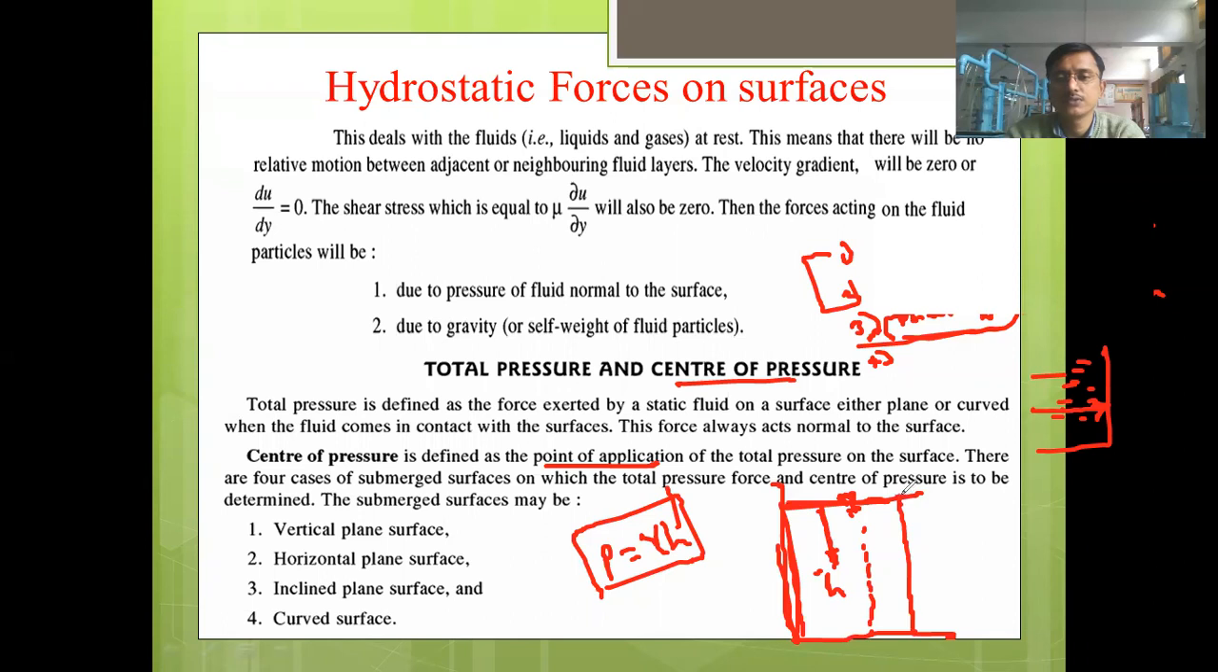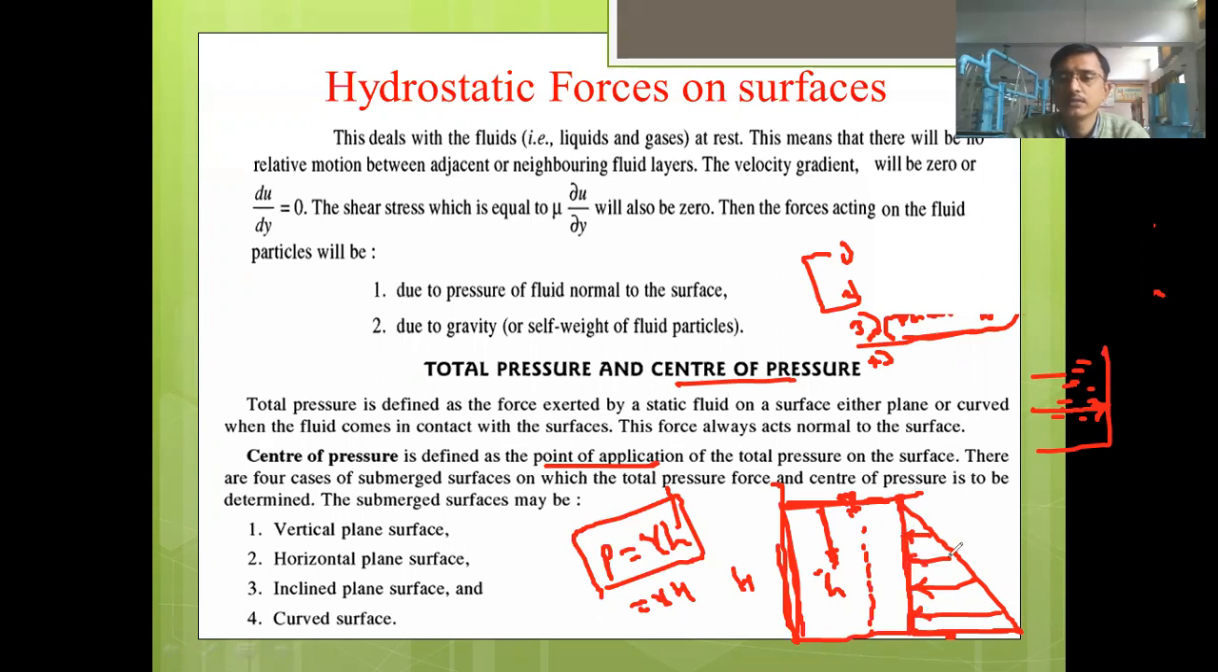At H equal to 0, P will become 0. At H equal to this capital H, P is equal to gamma into capital H. Means we will get the maximum pressure intensity at the bottom. So the pressure distribution curve, we will get like this. It is the profile which shows the pressure distribution along the depth of the liquid.